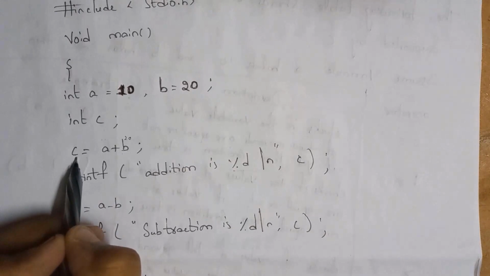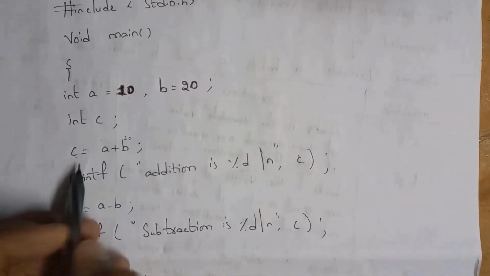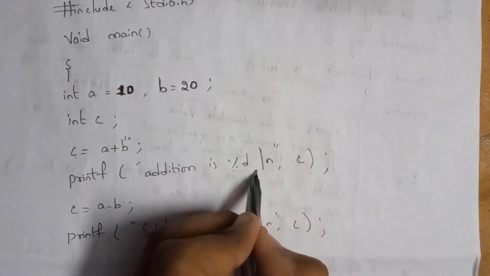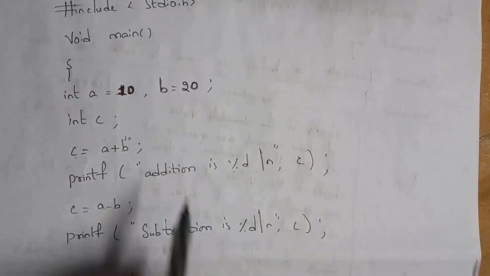So now I need to print variable c. So I written here printf addition is %d comma c. By writing this I will get output as addition is 30.